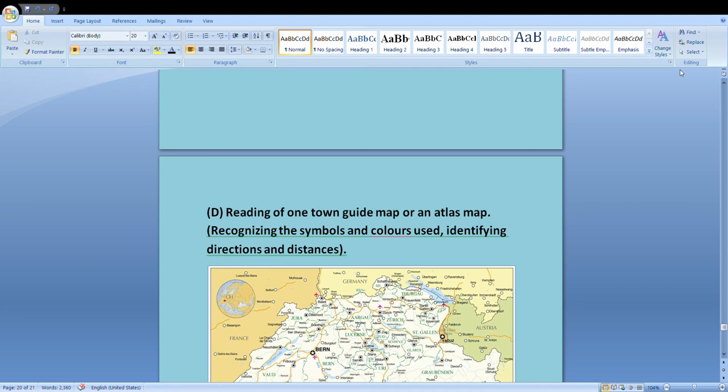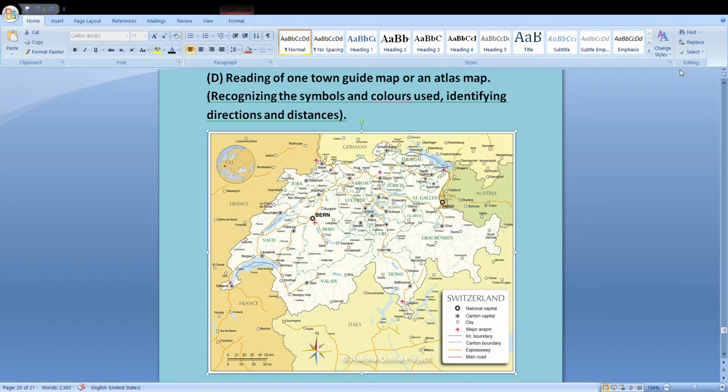I'm explaining to you now the fourth part of your project work, how to read a town guide map. You go to so many places and generally a hotel gives you a map so that you can find out the tourist places and the distances. So how will you read it? It is very easy to read.